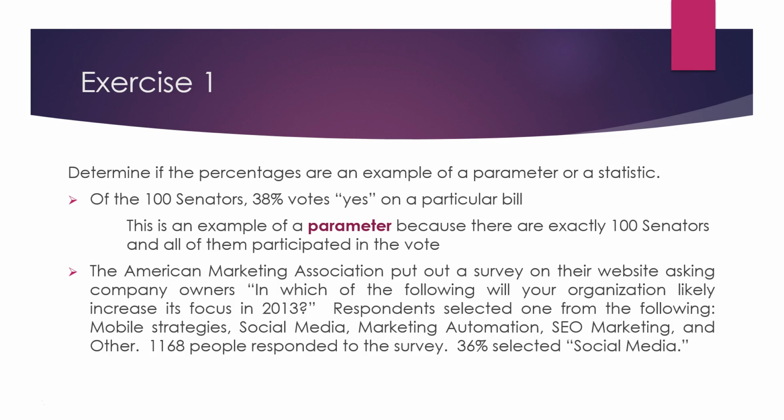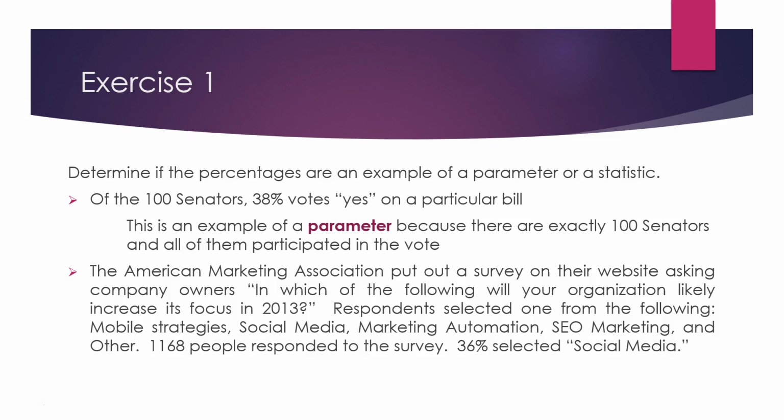What I think is a good way to look at this one is to try to see if it is a parameter, and if it fails, then it's going to be a statistic. In order for the 36% to be a parameter, a census has to be performed on the company owners, which means that every single company owner needed to participate in this survey. There were only 1,168 people that responded, which definitely isn't going to be a census. Furthermore, this was a voluntary survey, so people themselves chose whether or not to participate. A company owner may have seen the survey and simply not participated. So for that reason, this is going to be a statistic.